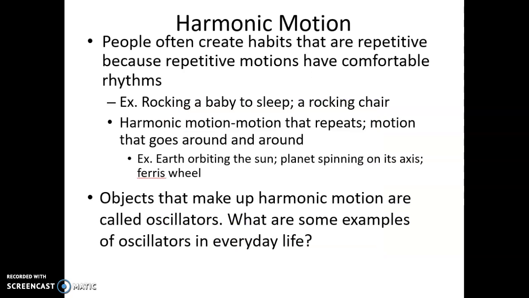Harmonic motion is repetitive motion, so any type of motion that repeats itself is known as harmonic motion. The examples here in the notes are rocking a baby to sleep, a rocking chair, a fan going back and forth, the spinning of a wheel. Objects that actually perform this type of motion are known as oscillators. So any oscillator is an object that performs harmonic motion, or does the same motion over and over again.